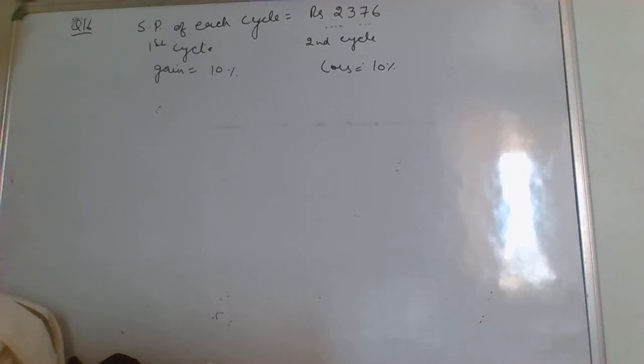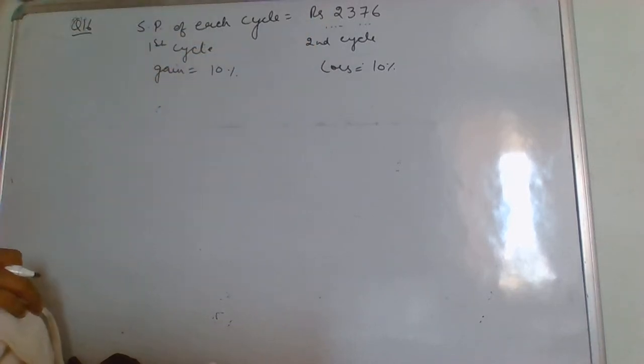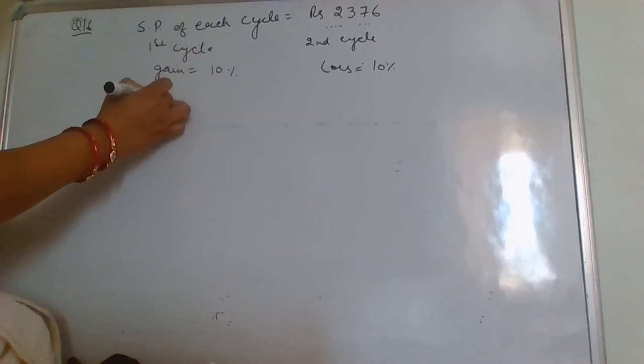The next question: Pankaj sells 2 cycles for 2,376 each. On one he gains 10% and on the other he loses 10%. Find his total gain or loss percent. So he has 2 cycles. The selling price of each cycle is equal to 2,376. In the first cycle he is gaining 10%. So what is the CP over here?